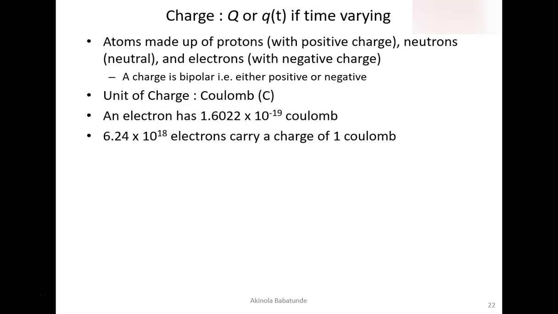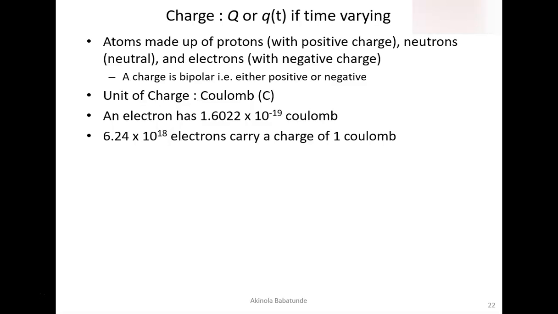An electron has 1.6022 times 10 raised to the power minus 19 coulomb. You should be familiar with this. In most of your exams or questions that will be given to you, this value will be provided. In case it is not provided, you can use what you have. So an electron has 1.6022 times 10 raised to the power minus 19 coulomb.